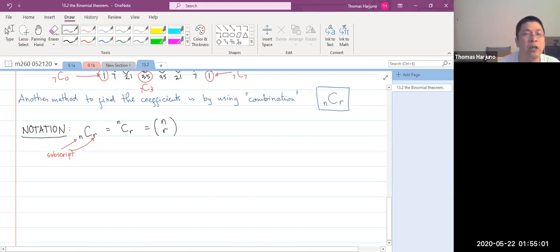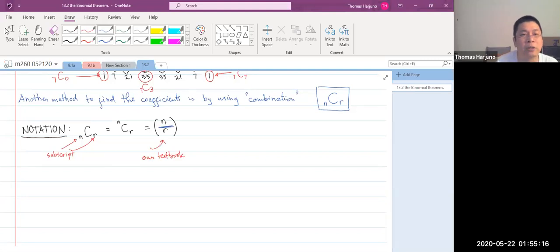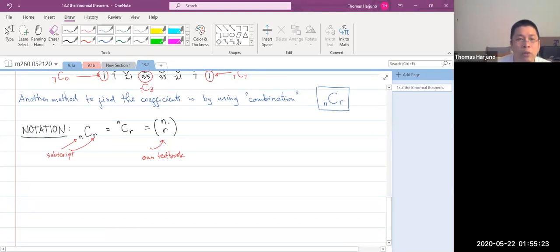Now, this is the notation that our textbooks use. It's not a fraction though. There's no line here. It's just parentheses, one number on the top, one number at the bottom. So in your textbook, when you see this n r, for example, 10 2 like this, it is actually the same as 10 combination 2, which I believe is 45.